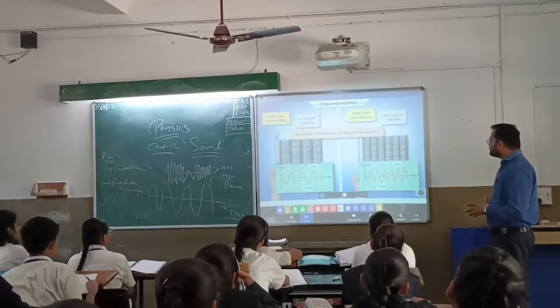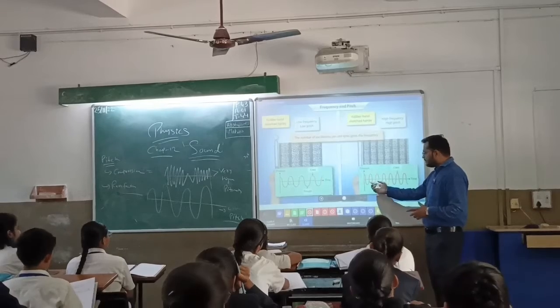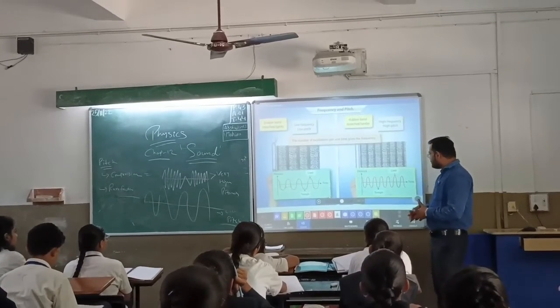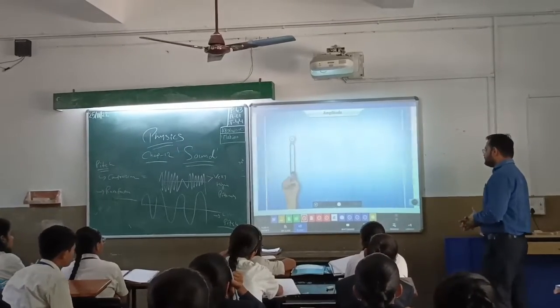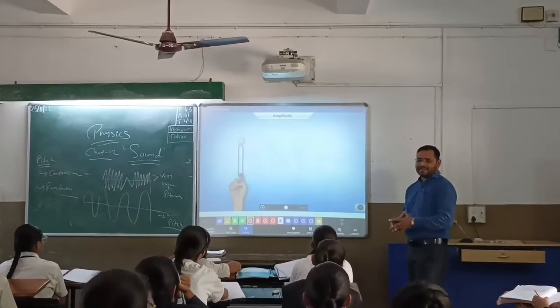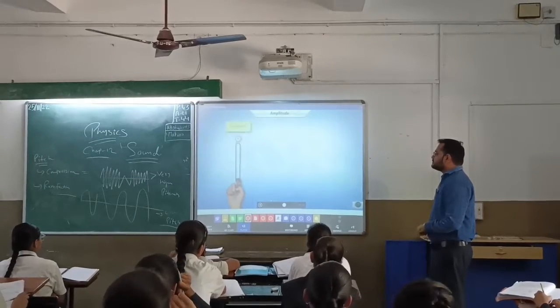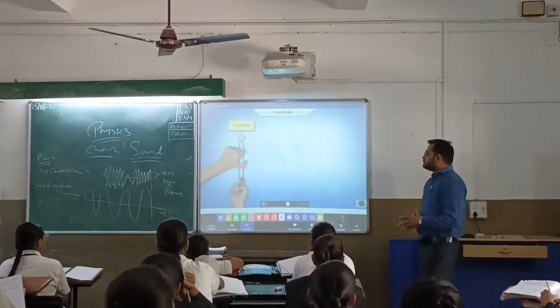From the graphs, we can clearly see that the frequency of sound from the rubber band stretched harder is higher. Now, let's do this experiment a bit differently. Stretch the rubber band, pluck it gently, and listen to the sound.